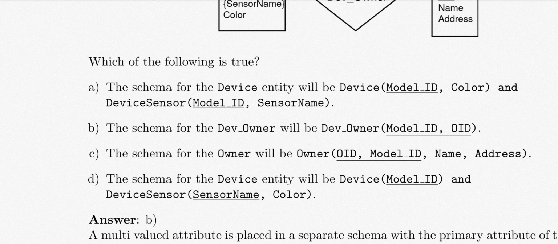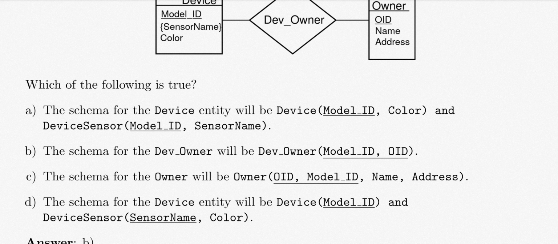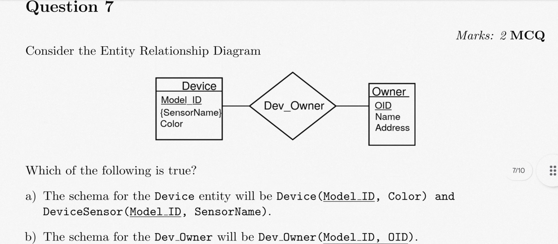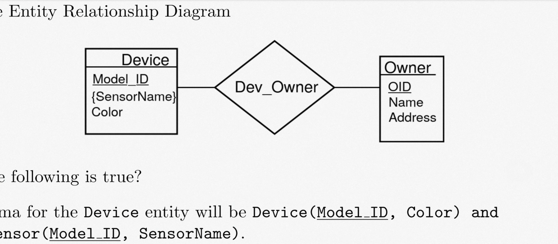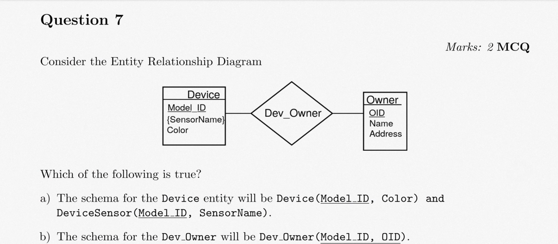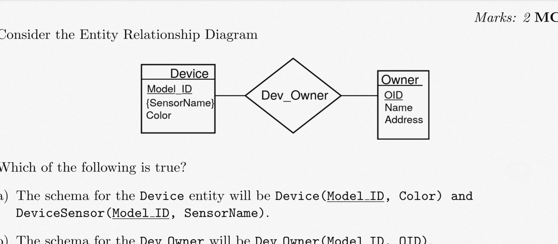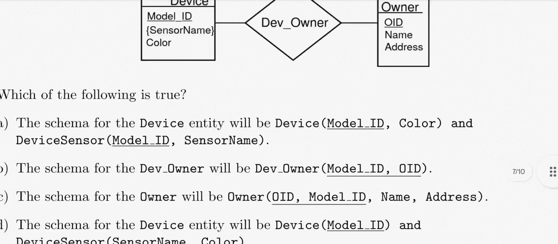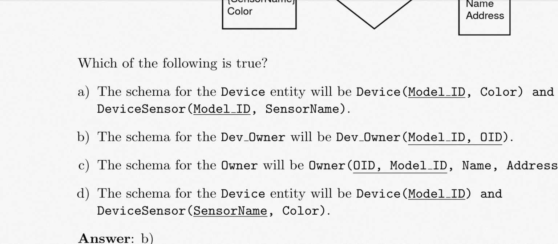Schema for Devona will be Devona, model ID, OID. Devona is a relation. A relation can be written as a schema by giving the primary key of the two entities to which it is connected. So option B is the right answer.